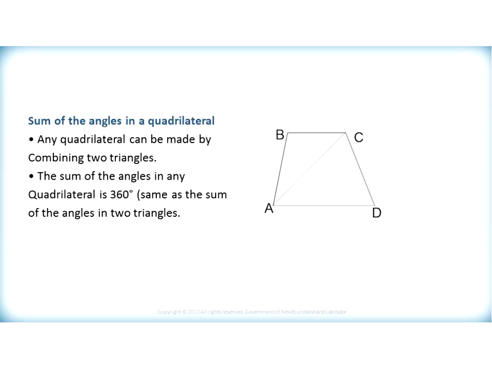As a result of putting two triangles together, we find that the sum of the angles in any quadrilateral, doesn't matter the shape, what the angles are, what the side lengths are, as long as it's a four-sided figure, it's going to be true all the time, and that's that the sum of the angles in any quadrilateral is 360 degrees. And that's the same as the sum of the angles in the two triangles that would make it up.